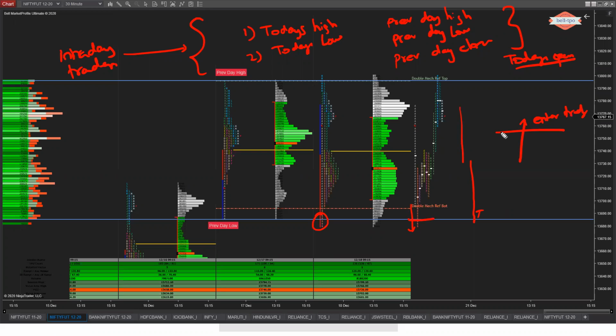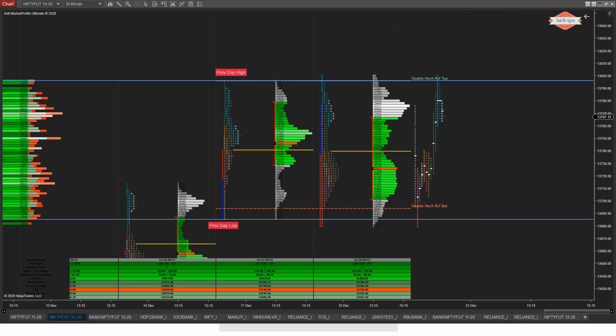That could be based upon some previous swing high. Some people look into previous swing high. Some people look into 1 week high. Some people look into multi-month high. Some people look into previous day high or previous day low. But whoever is looking into the previous day high or previous day low, they are mostly intraday traders. Because imagine if I'm an investor and I'm going to invest in Reliance for the next 10 years. Do you think I will care about where the previous day high and previous day low is, and then invest for the next 10 years?